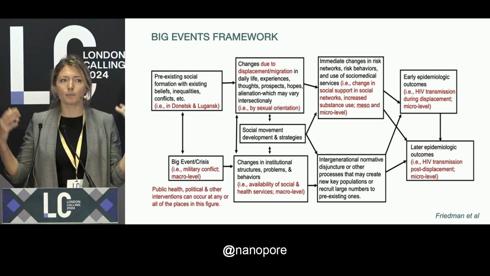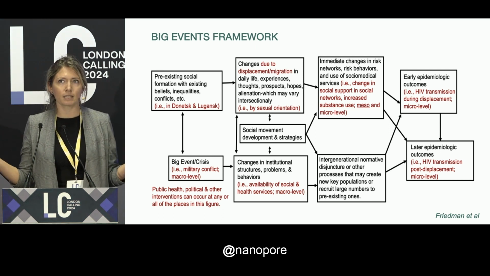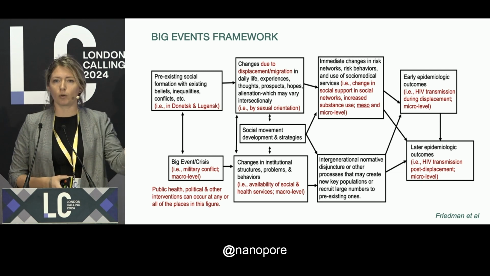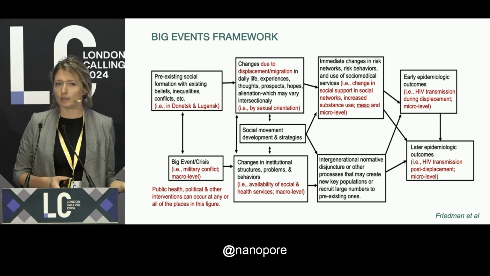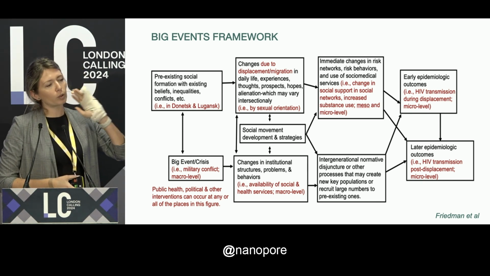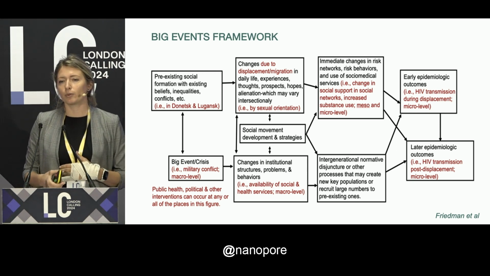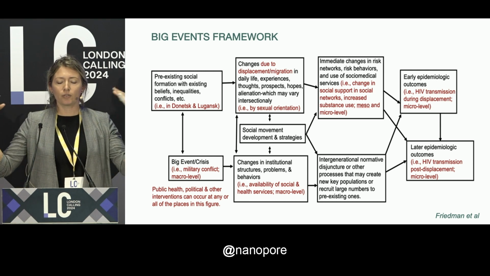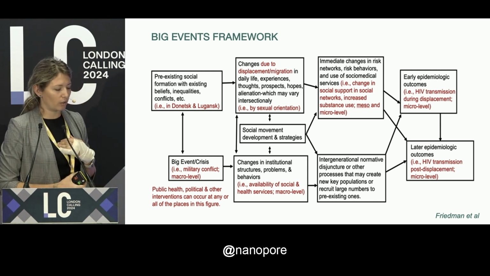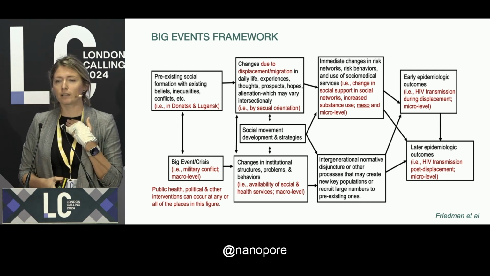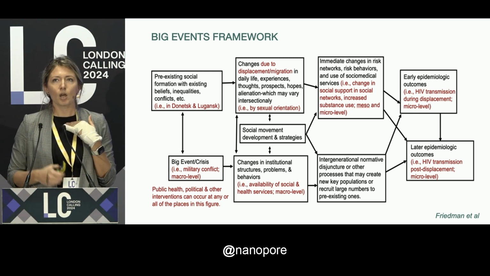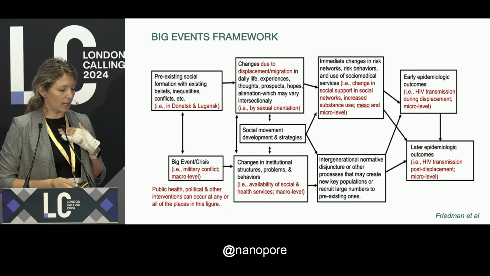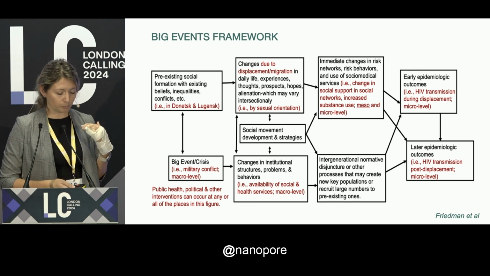Some of them will be early or immediate epidemiological outcomes. For example, if a hospital is bombed and people cannot access treatment there anymore, people will be out of care, they will have a higher viral load, transmissions will happen. Some of them will be later epidemiological outcomes. For example, in situations of protracted conflict, the infrastructure goes down. We heard a lot from Luke about that. And that results in people regularly not having access to treatment and, again, onward HIV transmission.